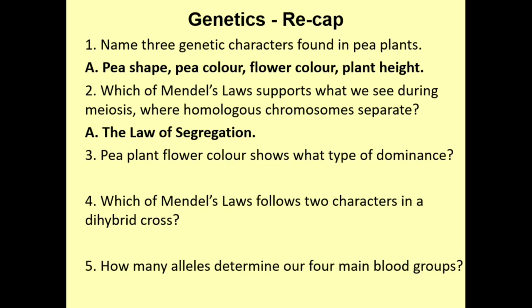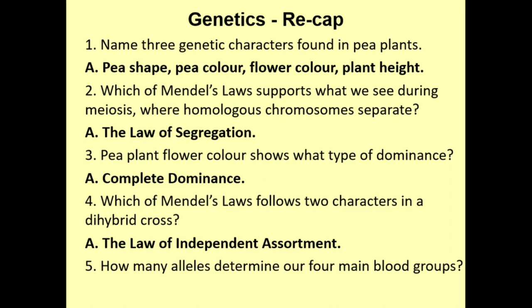And then number three, pea plant flower colour shows what type of dominance? Well, that's complete dominance. So that's where one allele, the dominant allele, completely masks the recessive allele. Number four, which of Mendel's laws follows two characters in a dihybrid cross? Well, it's the law of independent assortment. So alleles for different genes will separate independently of each other. And then number five, how many alleles determine our four main blood groups? Well, it's three. We have IA, IB, and then the little i as well. Okay, so hopefully you did okay with those.